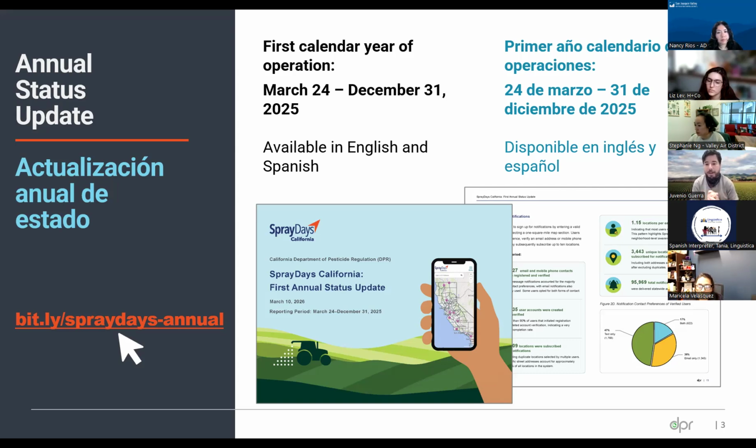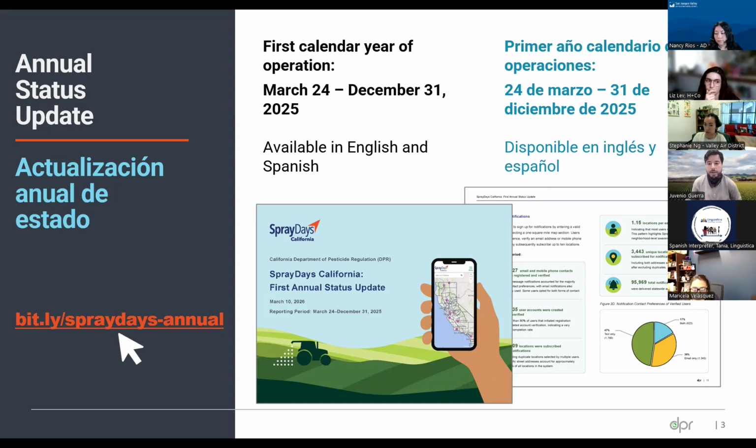I also want to clarify that this annual status update only goes from the day we launched, which was March 24th, 2025, through the end of the calendar year, December 31st, 2025. That was the best way we could do it now, is to show that first calendar year. Next year's report will show the full 2026 calendar year and so on, because it does take some time to compile and verify the data. So what you're looking at does not go through March, it goes through the end of 2025.